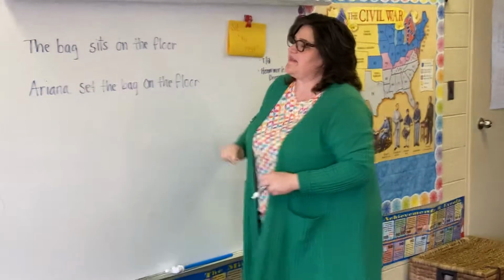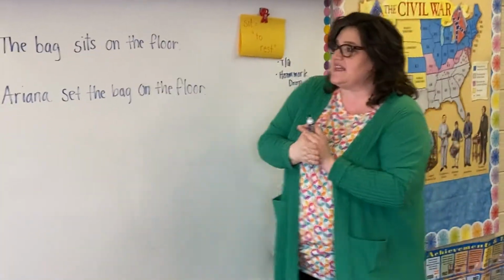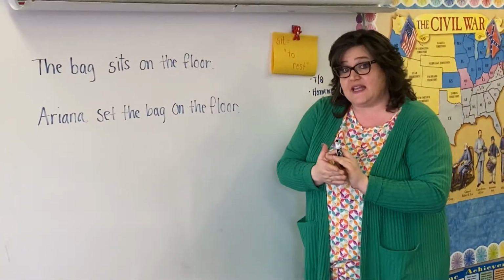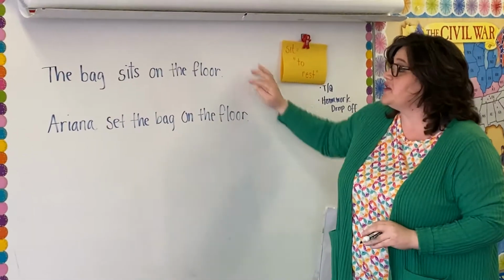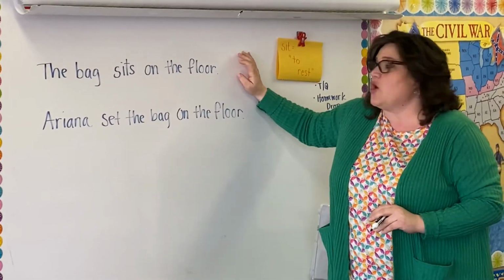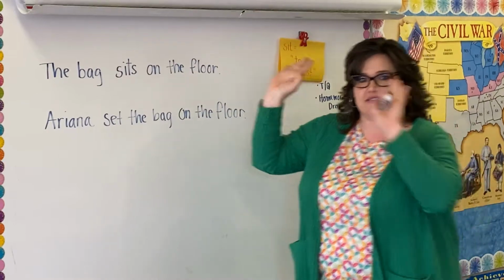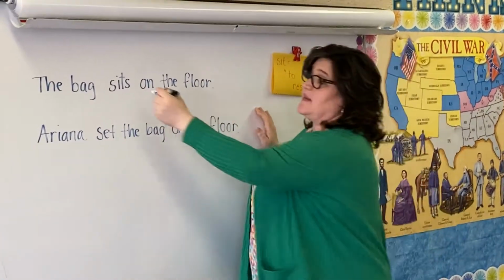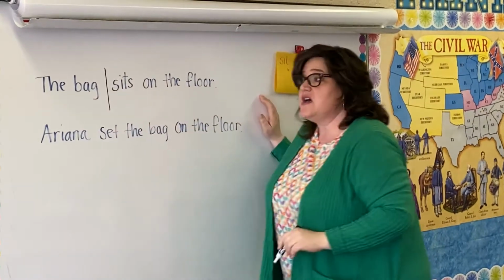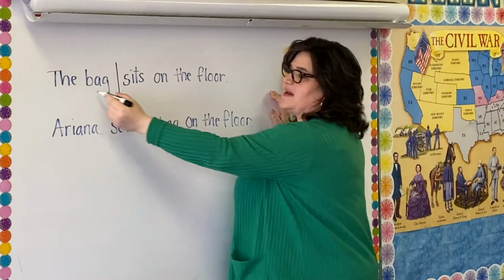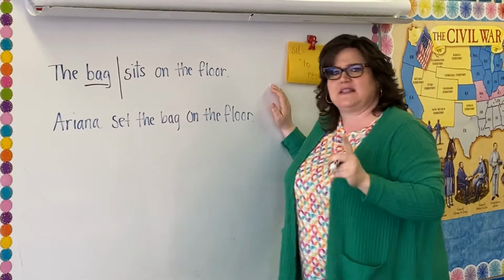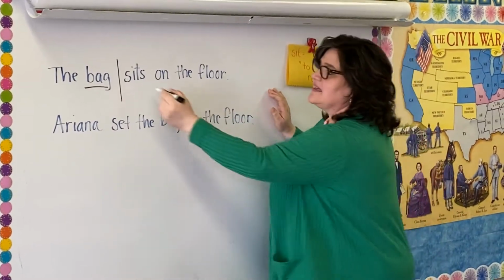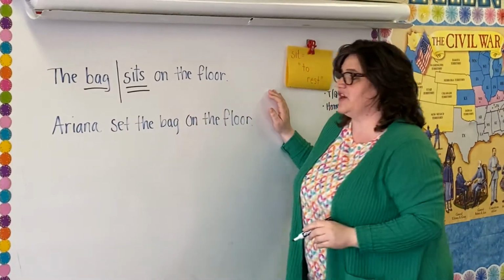Let's look over here for a second. Let's do the very same thing we just did. We're going to divide our sentence. We're going to find the simple subject and the verb before we go any further. So the bag sits on the floor. Where do we divide this sentence? Where does the subject end and the predicate begin? Of course, it begins after the word bag. So what is our simple subject? Our simple subject is bag. And what does the bag do? The bag sits. Very good.